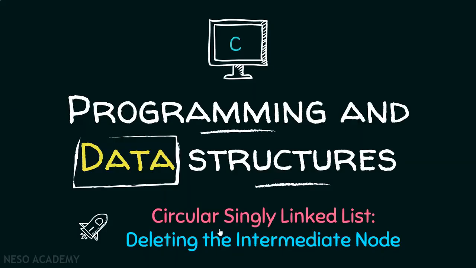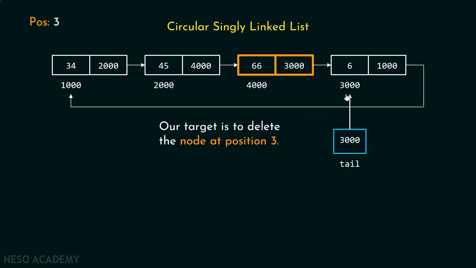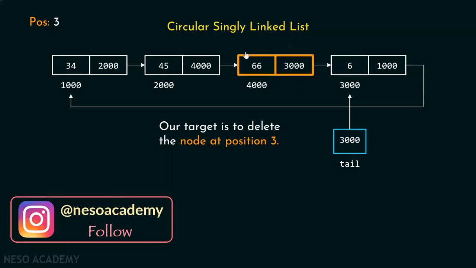In this presentation, we will learn how to delete the intermediate node of the circular singly linked list. So let's get started. Let us suppose we have the circular singly linked list and currently the tail pointer is pointing to the last node of this list. Our target is to delete this particular node, that is the node at position 3.